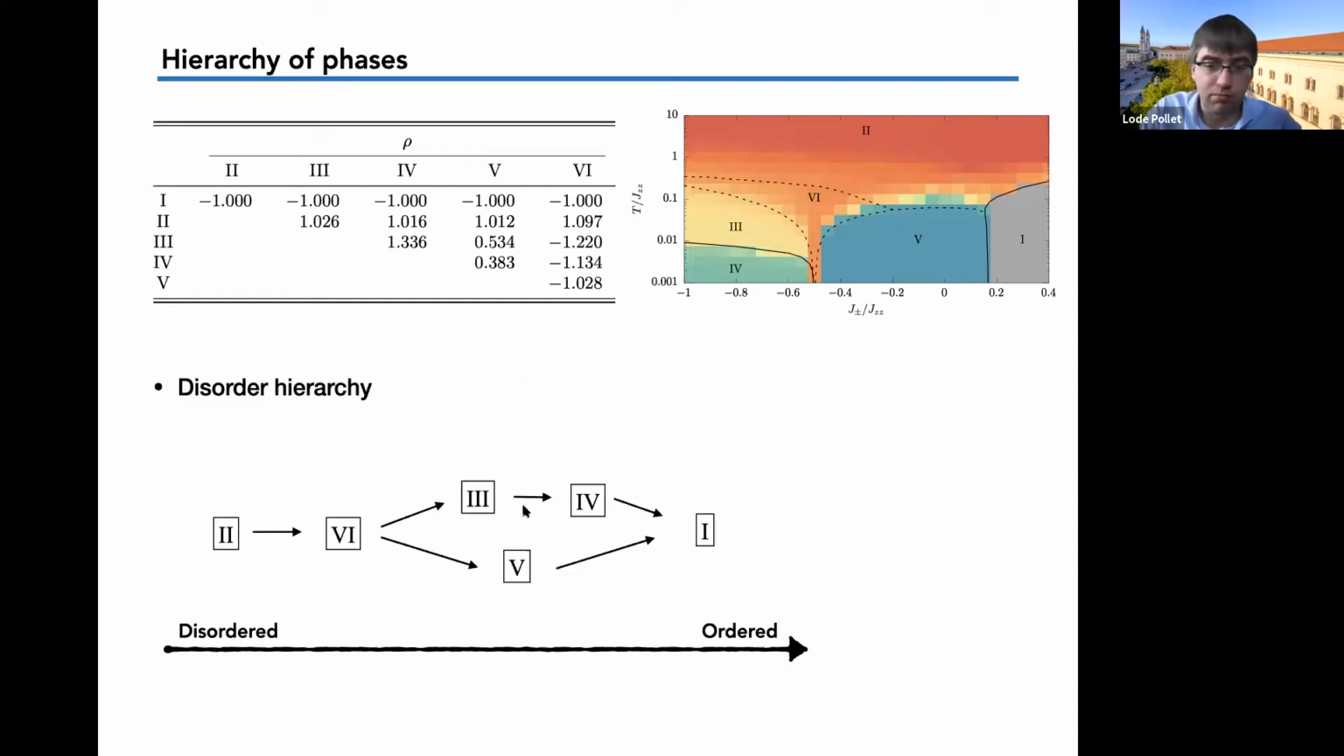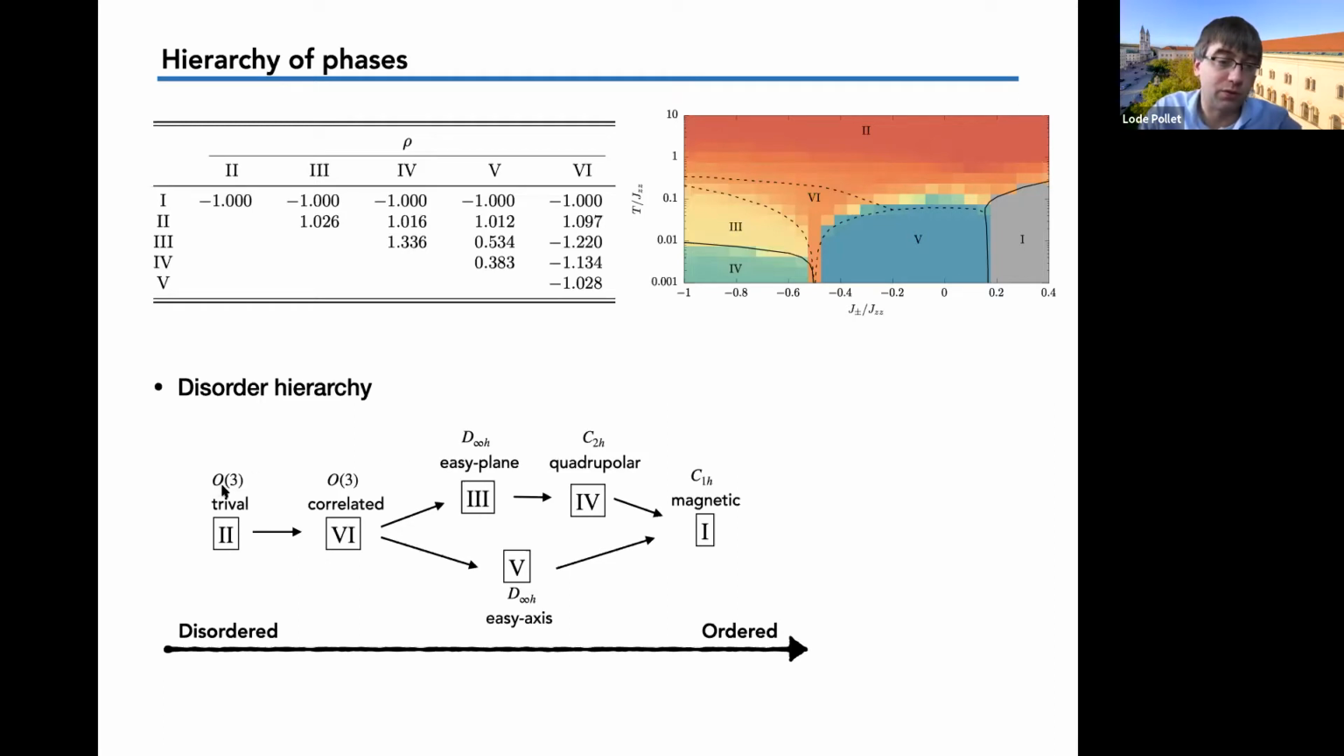Okay, so I know something of the disorder hierarchy. 2 is the most disordered, 1 is the most ordered, then 6 is the most disordered, and then it essentially splits. There is a path 5, and there is a path 3 and 4. I don't know yet at the moment the symmetry of these phases.